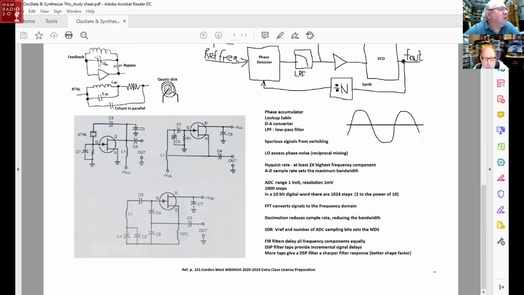C1 on the gate and C4 on the drain are bypass capacitors. That means that they're very low impedance at the signal frequency. Now C2 and C3 are there to load the crystal to the correct capacitance, because for a crystal to be on the right capacitance.